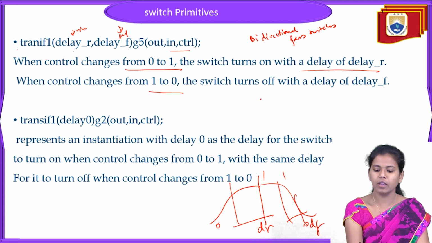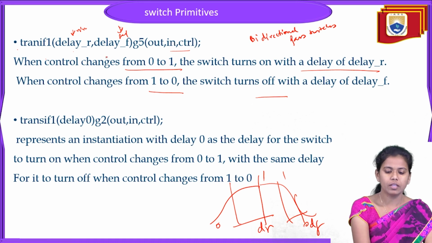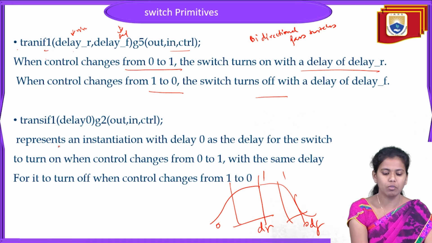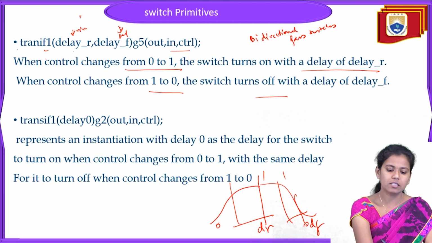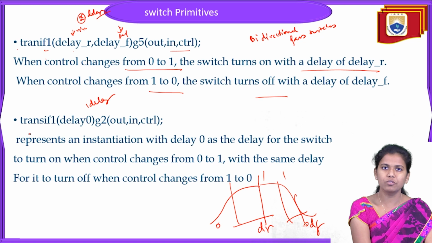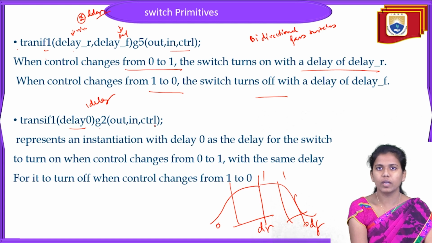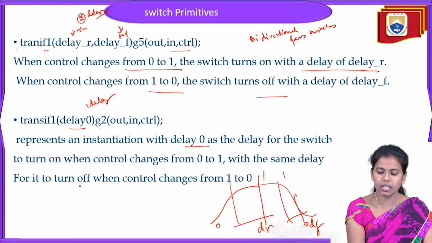So this is nothing but the turn off with the delay. Okay, so here this is with respect to tranif1, and now we'll see with the tranif0, here with 2 delays, whereas here it is with 1 delay. So in the 1 delay, tranif1, delay 0, and the gate followed with the terminal list. So in the terminal list, output, input, and control. So it represents the instantiation with delay 0.